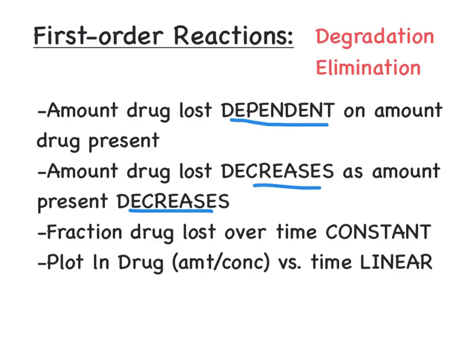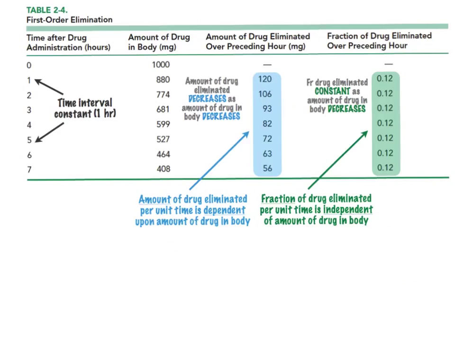Therefore, the fraction of drug that is lost over time will remain constant. And in this case, a plot of the natural log of drug, either drug amount or drug concentration, versus time will be linear. We can look at an example of a drug that undergoes first-order elimination. Again, the time interval that we're looking at here is constant, so those are 1 hour time intervals.